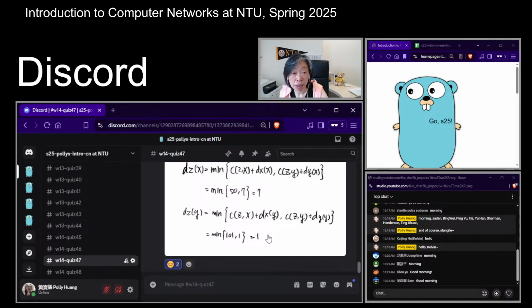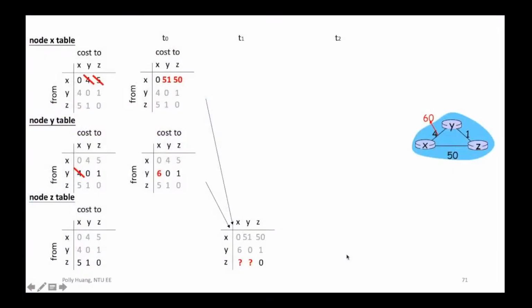And so the next video is just Polly explaining how she derives Z's table at T1, just in case for the students not following how the distance vector calculation is done. You should get a sense that it's going to take a while for these routes to converge to the shortest path. As to how long, let's walk through the scenario for a couple more iterations to see. So we'll develop the table for T1 and T2.